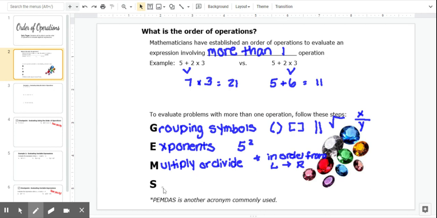And then finally, the S stands for either subtract or add. Again, just like before, it has the same little caveat to it. It goes in order from left to right. So that's what GEMS stands for. If you haven't already, pause this video and write that down because you're going to need these steps for the remainder of this lesson.